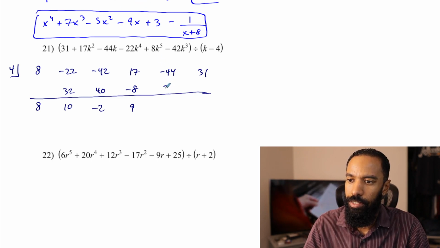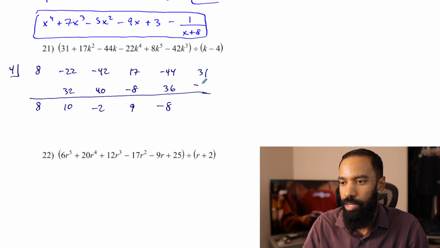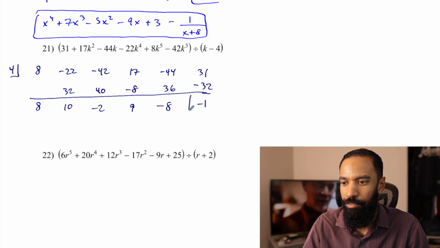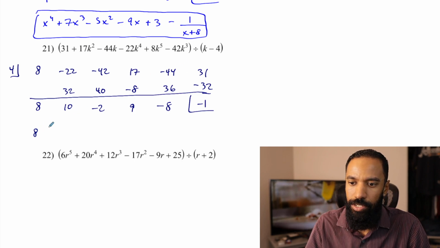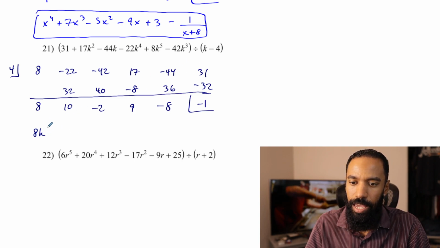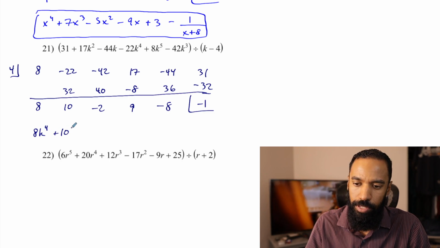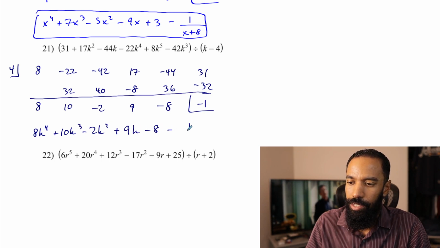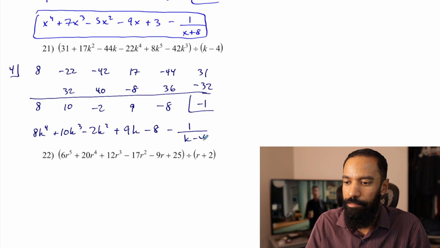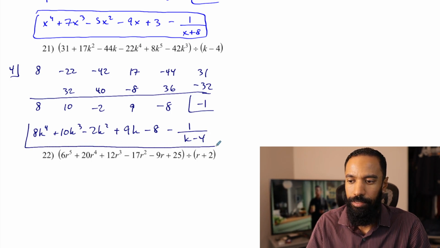36, -8, and -32. Very close again, -1. So there's our remainder there. So here we go. This is 8k to the 4th plus 10k cubed. Yeah, I didn't want to do long division on all these. Thank goodness. Definitely like my synthetic division, y'all.